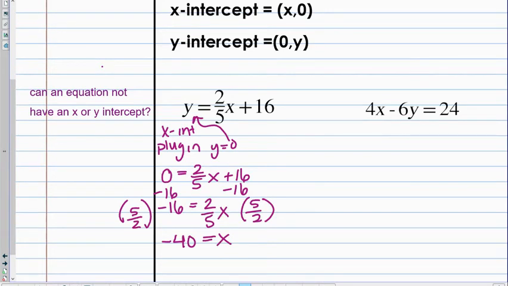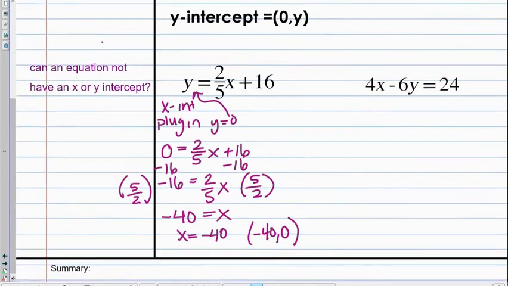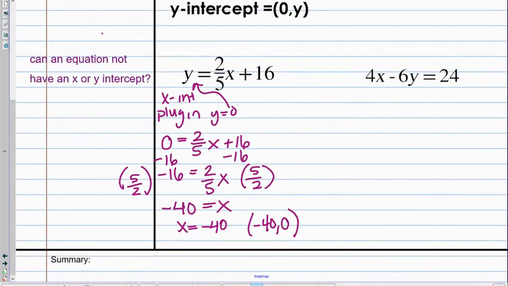And again, like I said, Miss Vogt is good at making arithmetic errors, so please always point it out to me. If you'd like to write it like this, that's okay. But your x-intercept then is (-40, 0). And of course, you could graph this to determine if Mrs. Vogt was right or not. I'm going to move down a little and find my y-intercept.